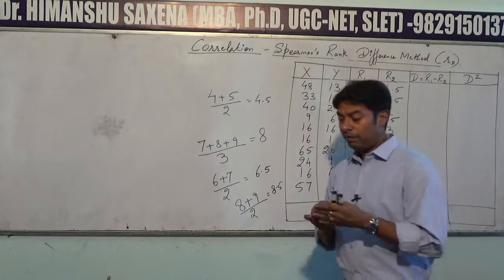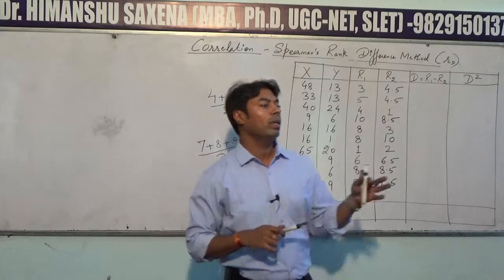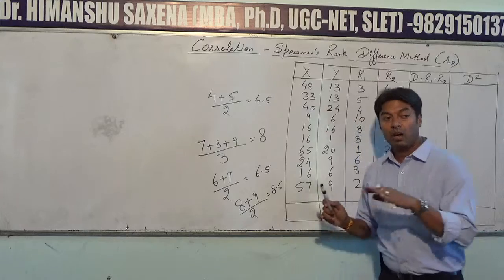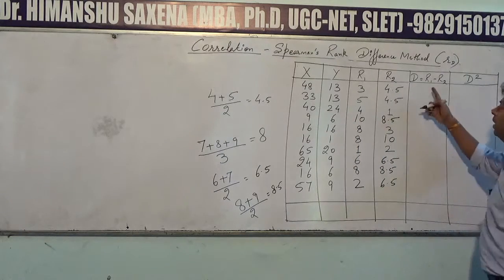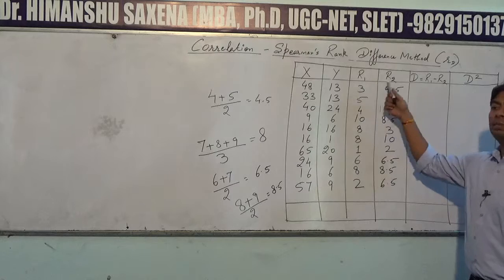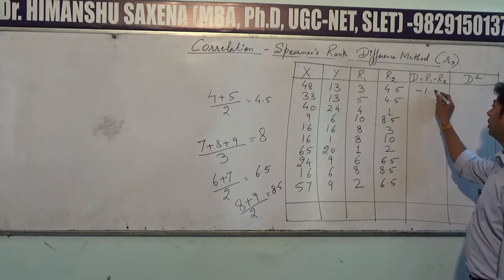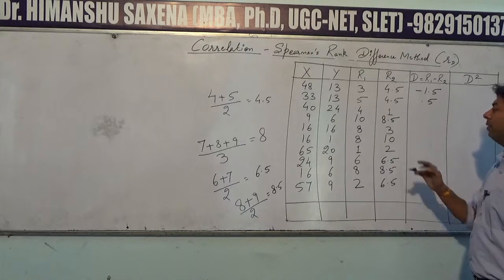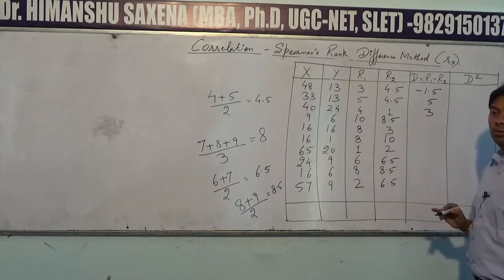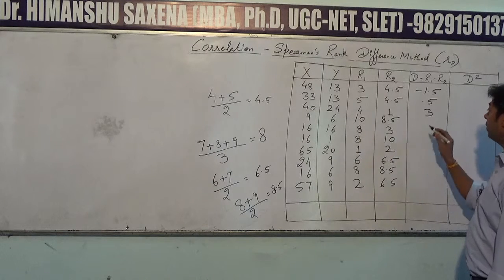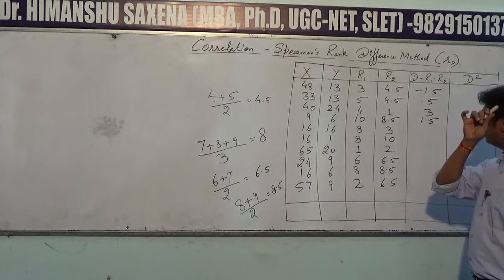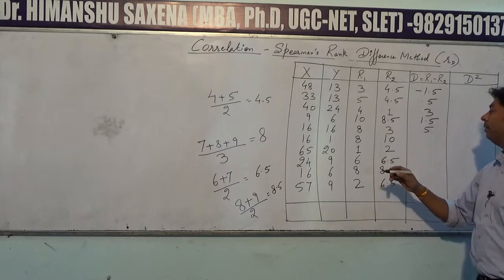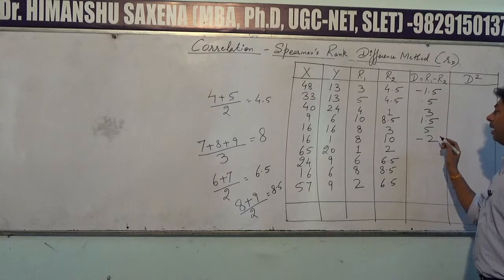So from here on, we have assigned ranks in a similar fashion. Only when the numbers were the same, we need to assign the average of ranks. Now the next step will be exactly the same. Difference: 3 minus 4.5 will be minus 1.5. 5 minus 4.5 will be only 0.5. 4 minus 1 will be equal to 3. 10 minus 8.5 will be 1.5. Then 8 minus 3 will be equal to 5. Then 8 minus 10 will be minus 2.